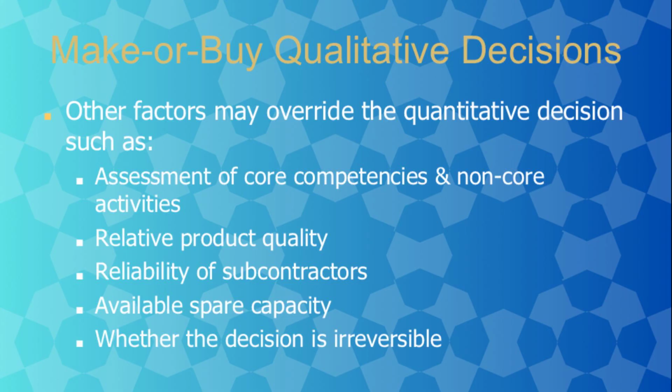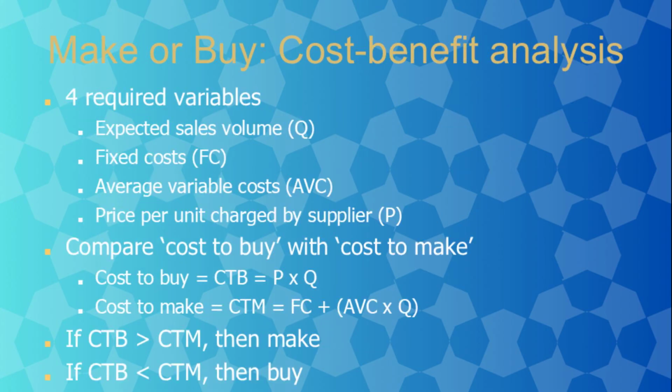Other factors may override quantitative decisions, such as core competencies, product quality, subcontractor reliability, available spare capacity, and whether the decision is irreversible. Cost-benefit analysis for make or buy decisions involves 4 variables: expected sales volume, fixed costs, average variable costs, and price per unit charged by the supplier. Compare CTB and CTM to decide.